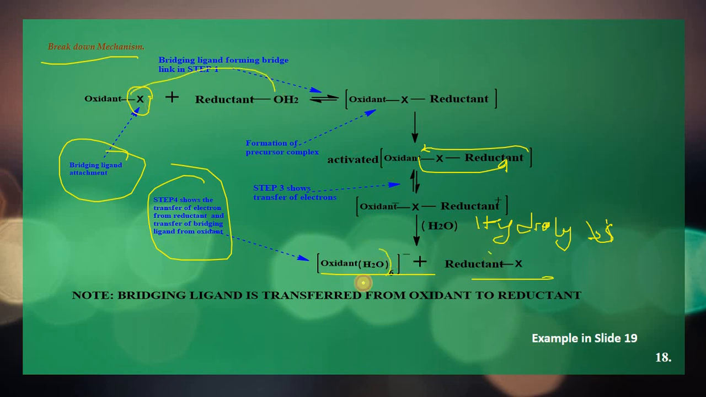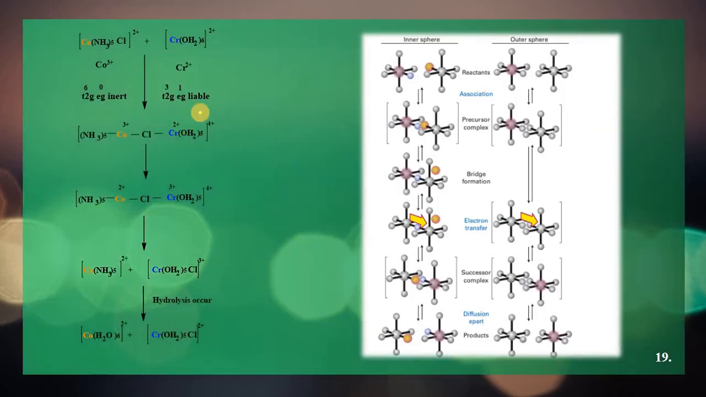So this is having H2O6. Why? The bridging ligand is being transferred. I told you X. I represented X as my bridging ligand. It is being transferred to what? Reductant. And I was also able to explain to you the meaning of bridging ligand. So this bridging ligand is transferred from oxidant to reductant. So, an example in slide 19. I was able to show an example in slide 19.